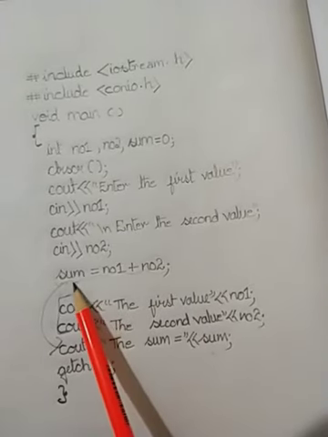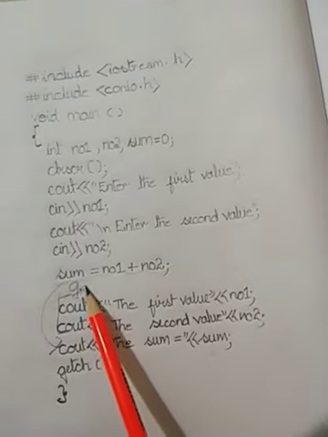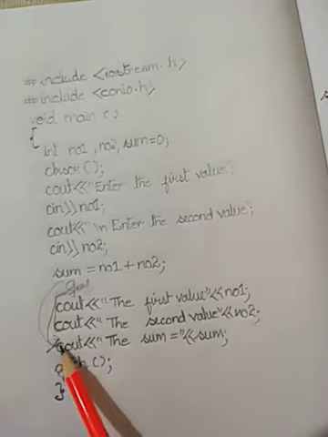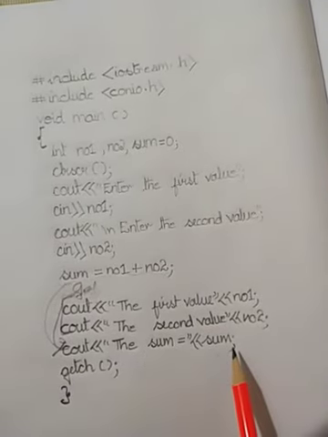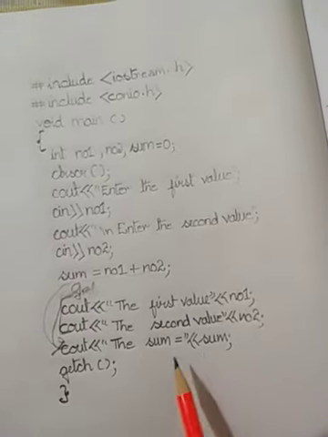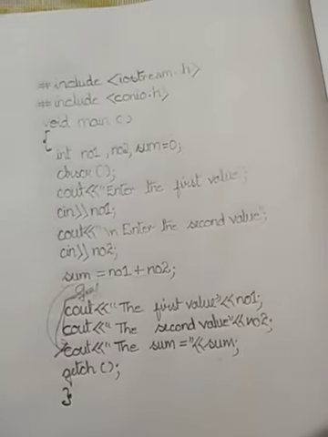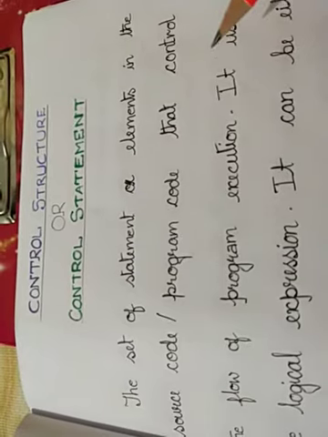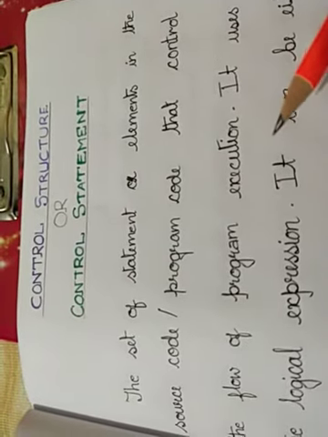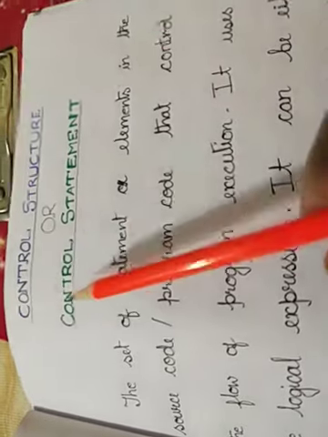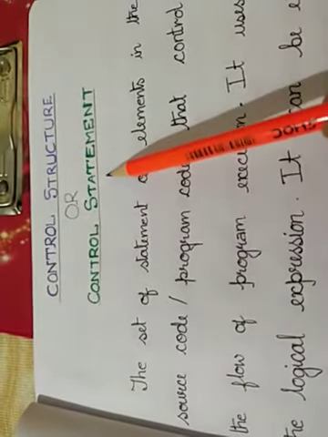We can use a statement, or I will say a command, to jump from this line straight away to the last print statement and print out the sum, and it can be done with the help of the control statement. That means from that example we understand that if you want the execution of the program to jump or to go from one line to another line, we can do it with the help of control structure or control statement.